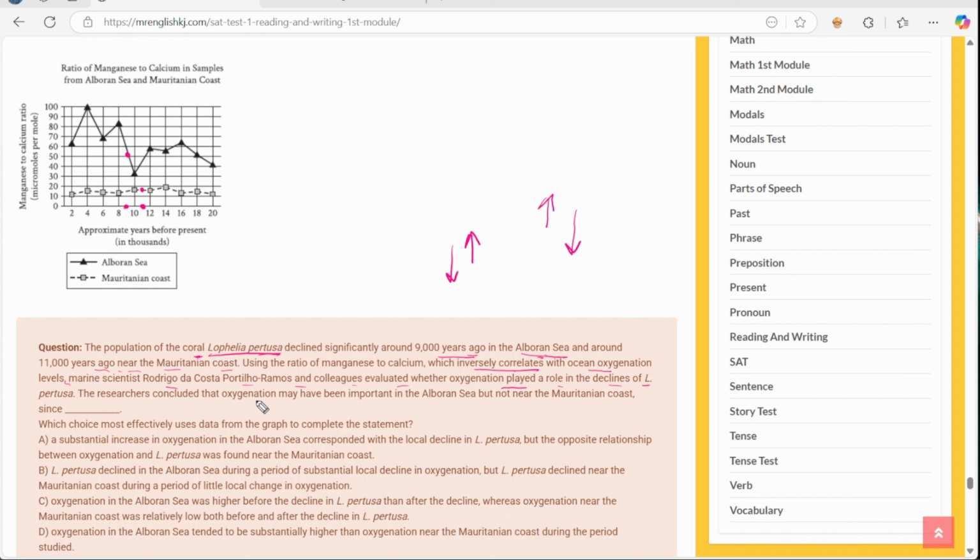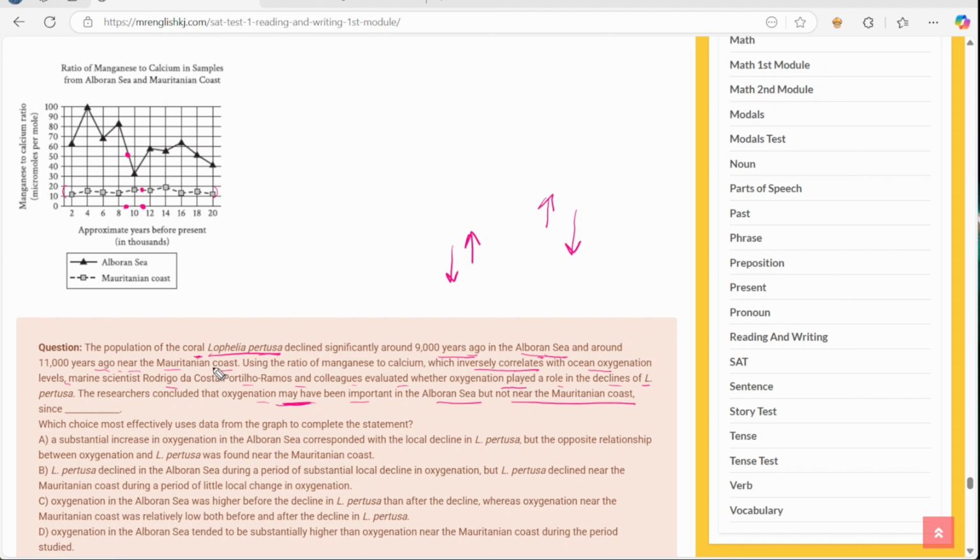They concluded oxygenation may have been important in Alboran Sea. Okay, it may have, they are not sure, but not near the Mauritian coast. So oxygenation matters in Alboran, but not in Mauritian coast. As you can see, their whole graph is almost same. It's not that much high and low, going on a steady pace.